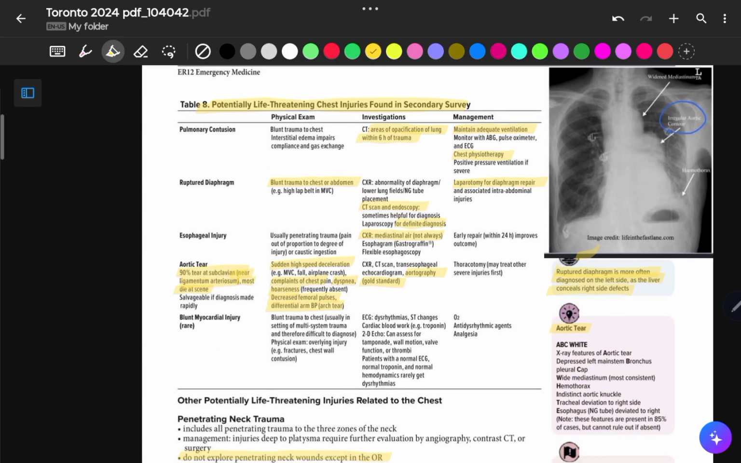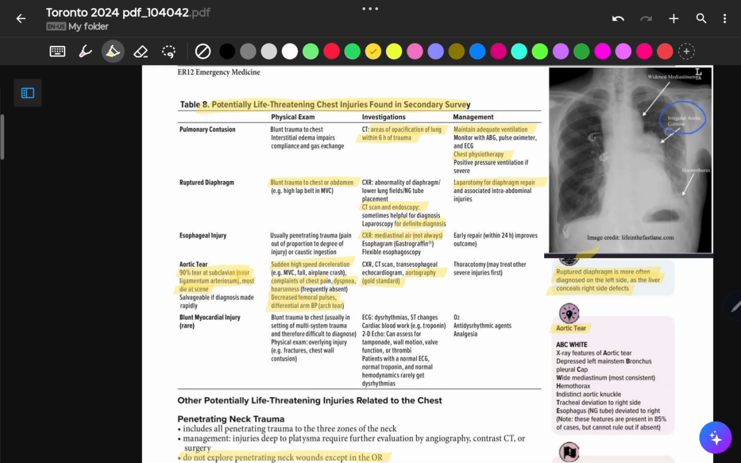So next we are talking about potentially life-threatening chest injuries found in the secondary survey. It could be pulmonary contusion. Usually this is due to blunt trauma to the chest, and interstitial edema impairs compliance and gas exchange. Because of the blunt trauma to the chest, the patient's lungs are affected, causing some swelling, and this impairs normal chest movement and gas exchange.